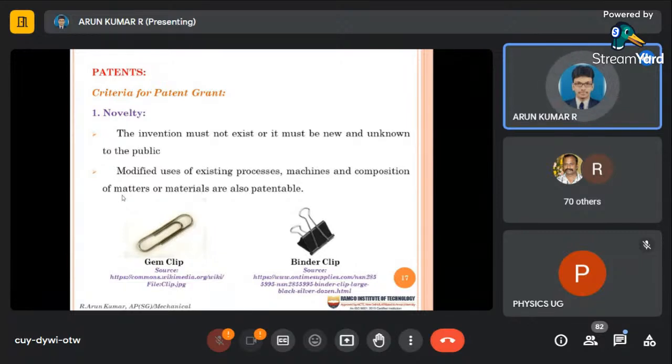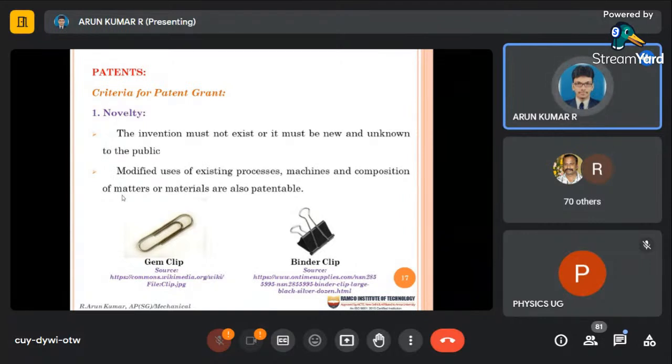Now it is being folded 180 degrees at both ends and in opposite directions. A simple straight string is folded in a U shape, 180 degrees at both ends and in opposite directions. Now that has become a gem clip. This is a simple solution. See, this solution overcomes the problem of piercing a hole in a paper.